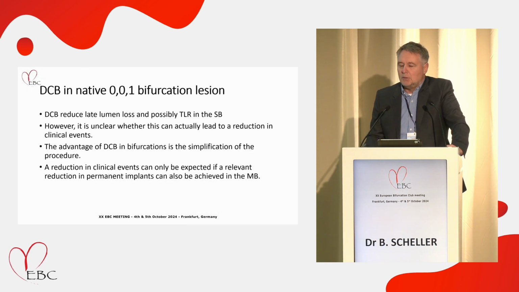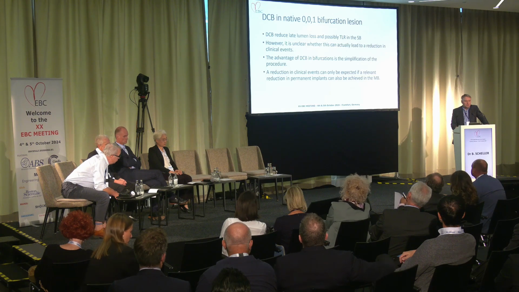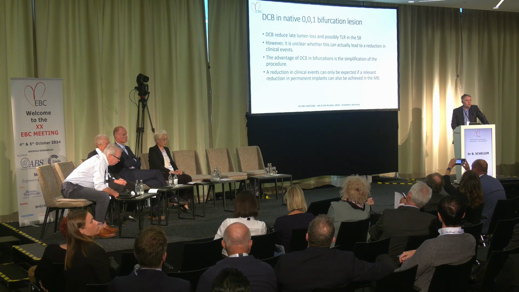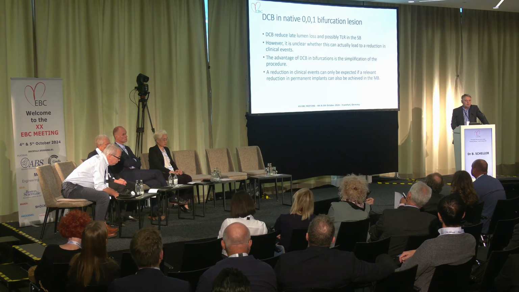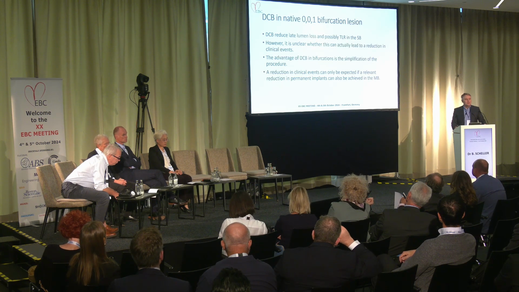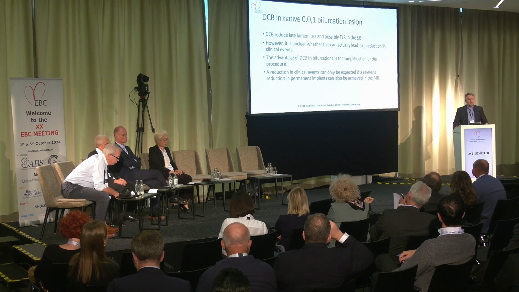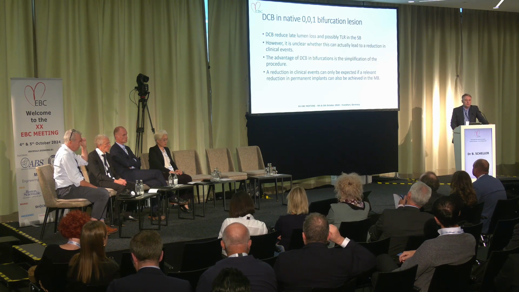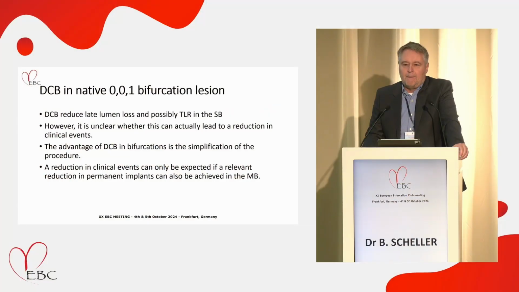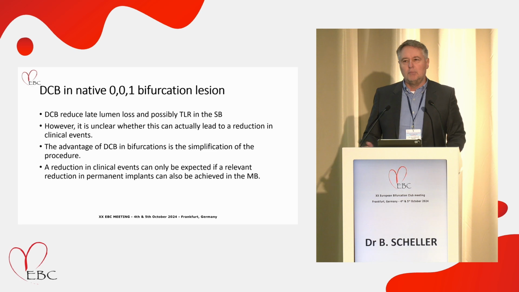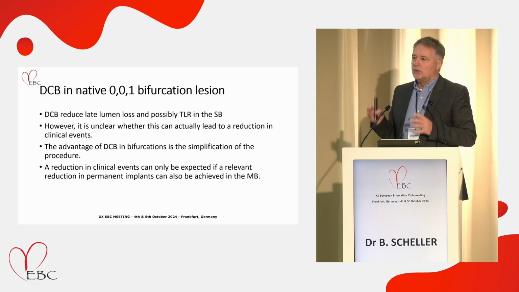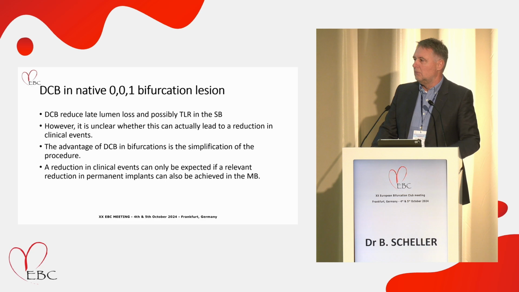So, and this is already my conclusion. We know from several smaller trials that DCB reduce late lumen loss and restenosis and possibly TLR in the side branch. However, it is unclear whether this can actually lead to reduction in hard clinical endpoints. The advantage of DCB in bifurcation is the simplification of the procedure, for sure. But I think an effect on hard clinical endpoints will only be seen if we also apply this concept in the main branch. Thank you very much.